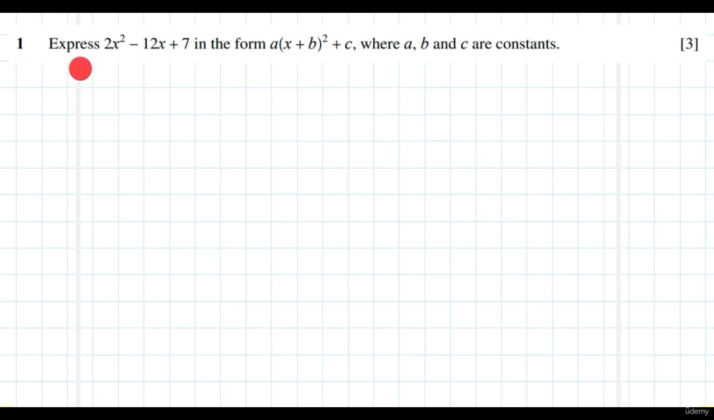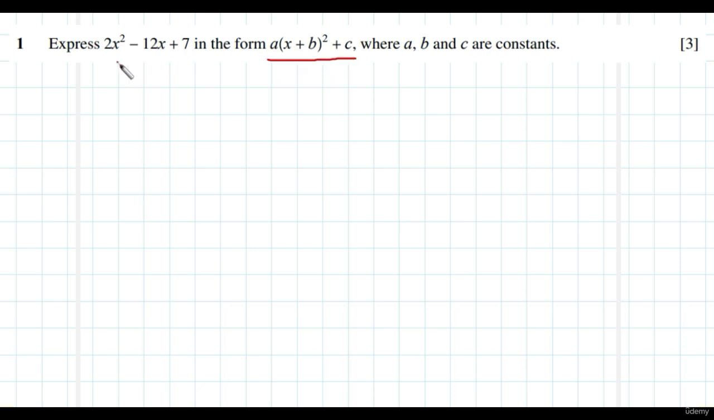The first question from the past papers related to the quadratics is this one, asking to express 2x squared minus 12x plus 7 in the form a times (x plus b) all squared plus c, where a, b, and c are constants. If you look at this formula, you see that this represents the vertex form for the quadratic equations, or you can say it represents the completing the square form of quadratics.